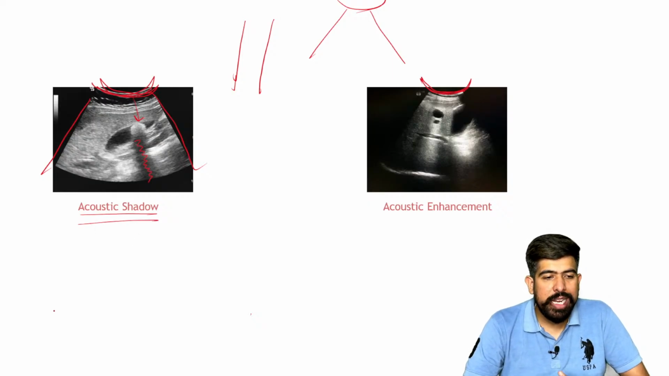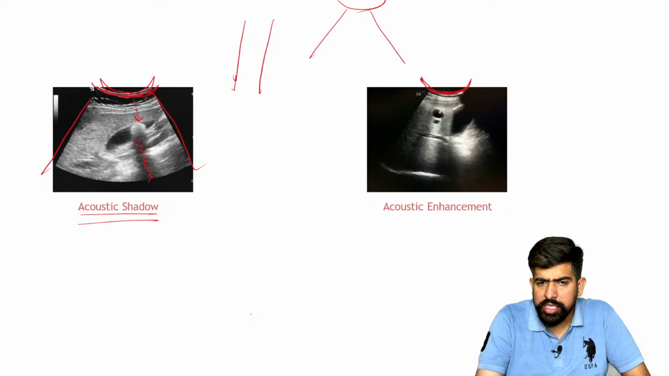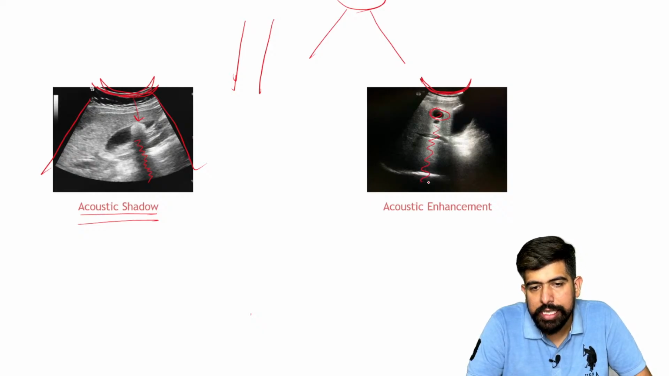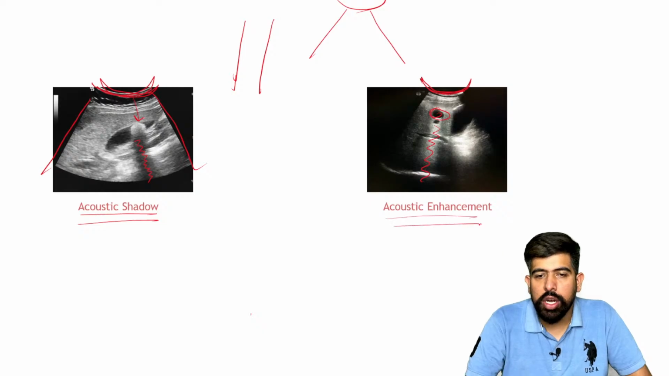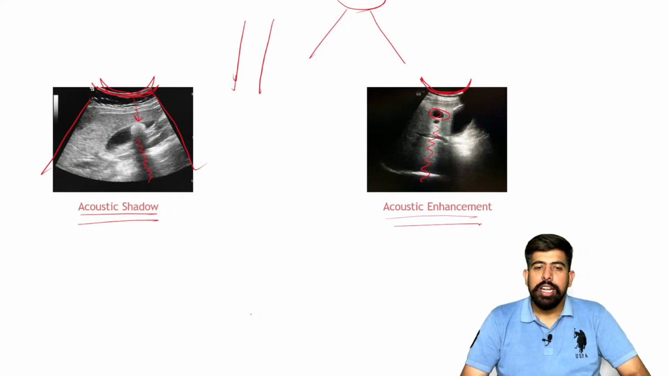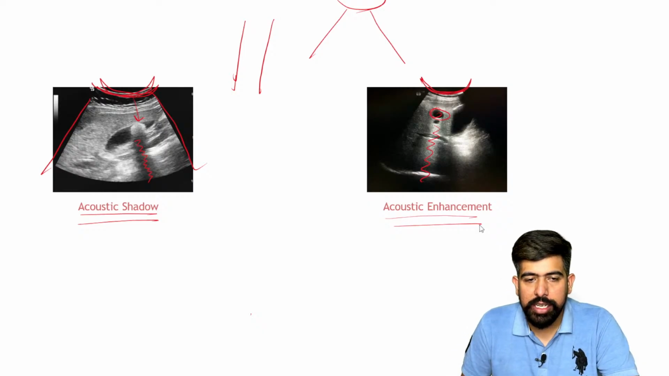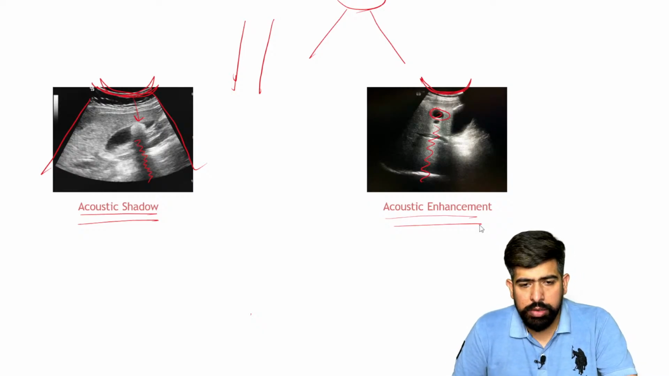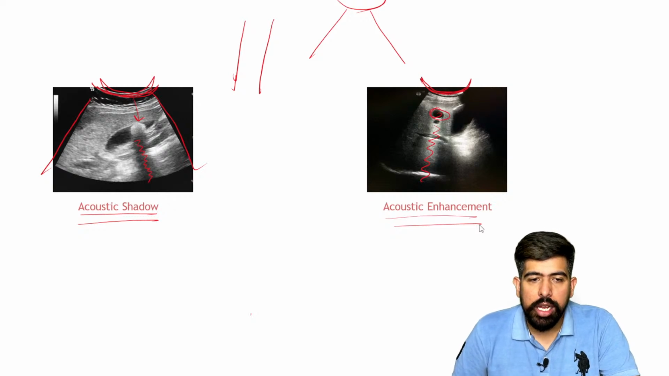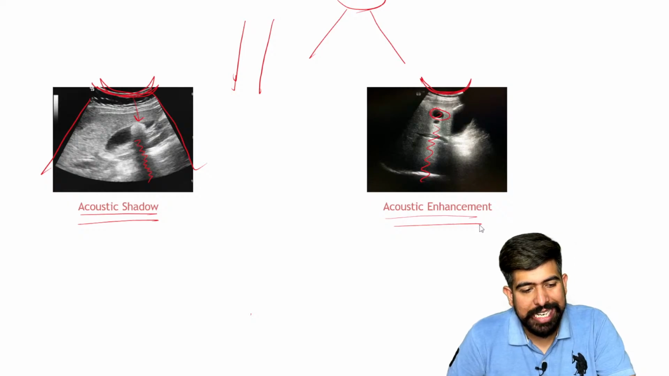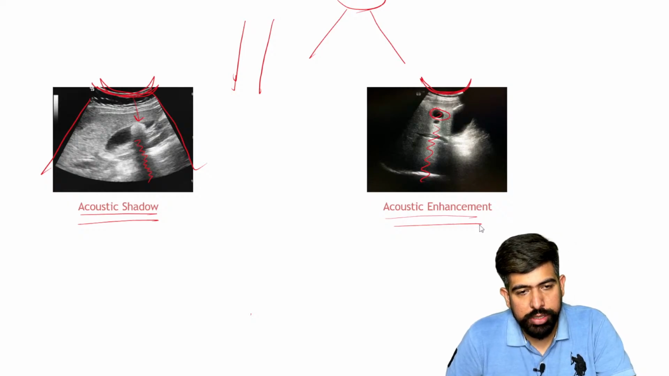As we are talking about the enhancement, you can see over here this is the lesion, and after this lesion there is a bright white color. Enhancement is seen. So this is known as the acoustic enhancement. I hope you can understand now. In stones we can see the shadows, and in cystic lesions the enhancement can be seen. Acoustic enhancement can be seen in a cyst.